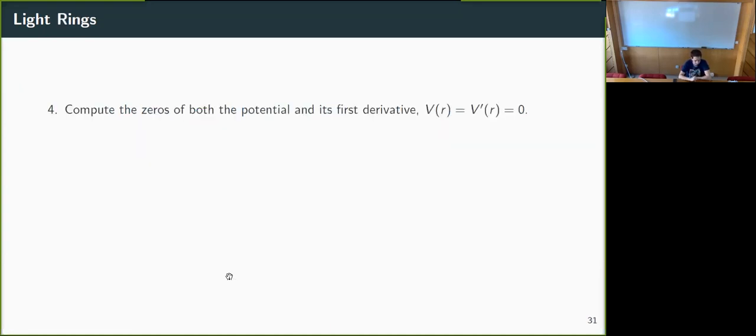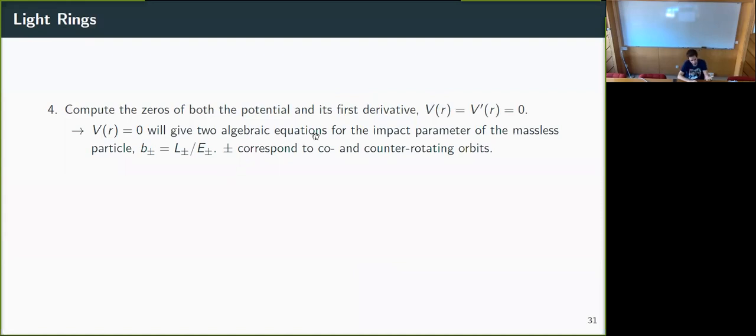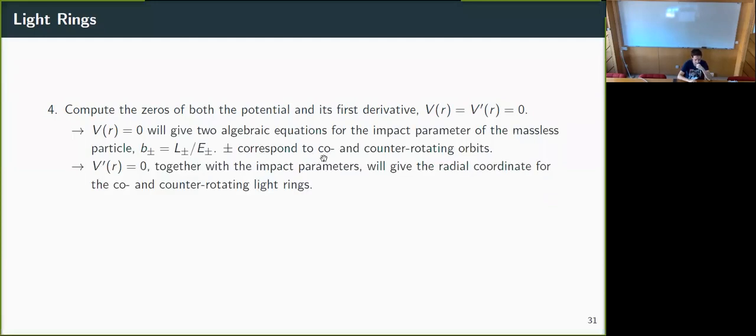With this potential, since you want circular orbits, you have to impose that both the potential and its derivative with respect to R must be equal to 0. The first equation will give you 2 solutions for the impact parameter, where the plus and minus correspond to co-rotating and counter-rotating orbits, since this Boson star is rotating. The second one, the derivative, together with this result, will give you the radial coordinates at which the light ring will be, for both the co-rotating and the counter-rotating case.